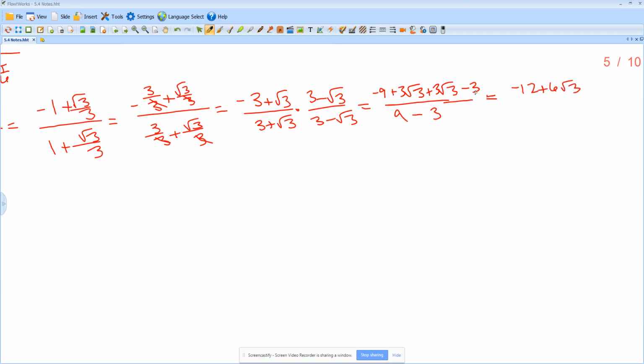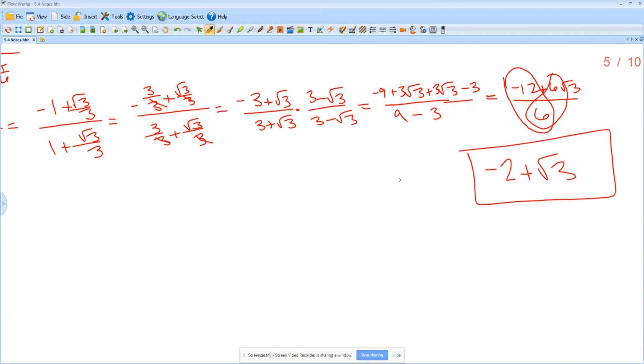So negative 9 and negative 3 gave me negative 12. 3 root 3 and 3 root 3 gives me 6 root 3, all over 6. At that point, you can do this cross reducing. So negative 12 over 6 is negative 2. 6 over 6 gives me 1 square root 3.